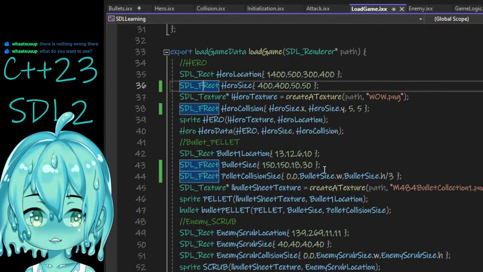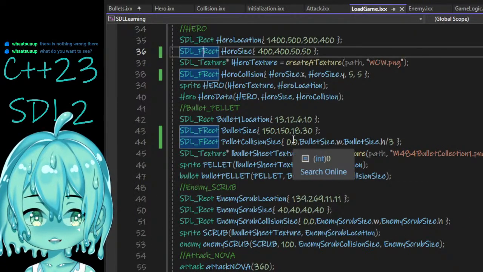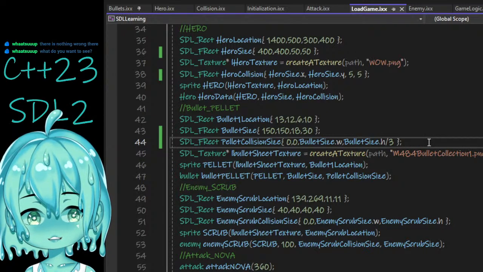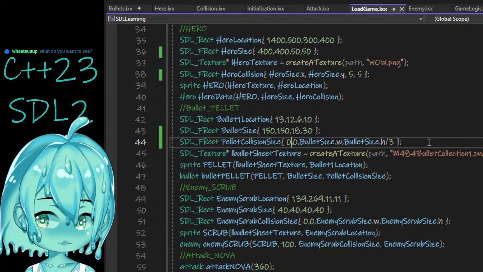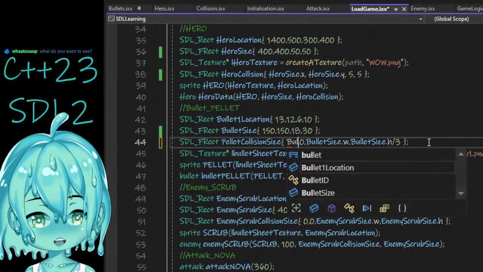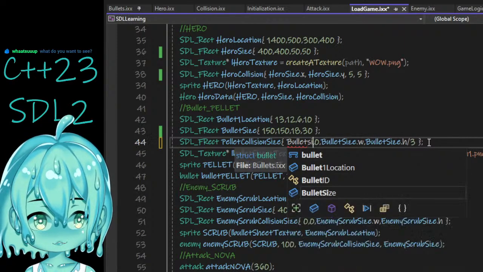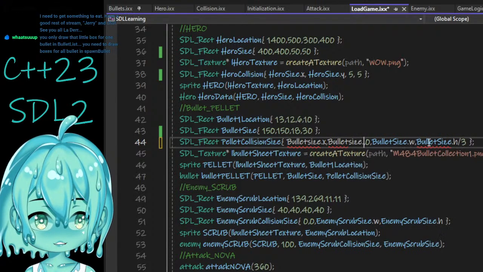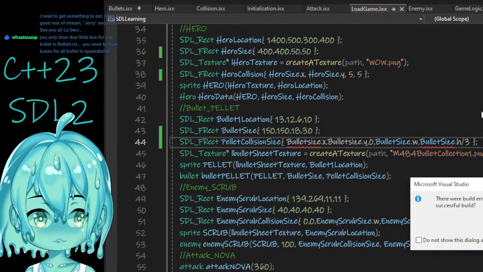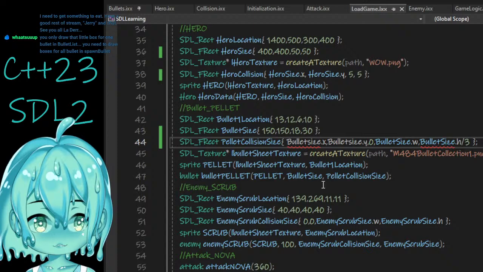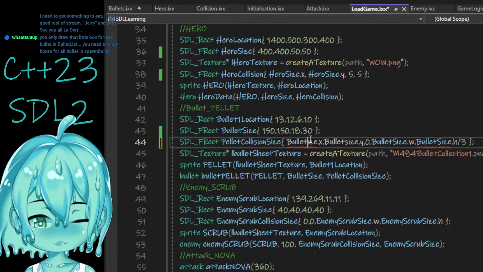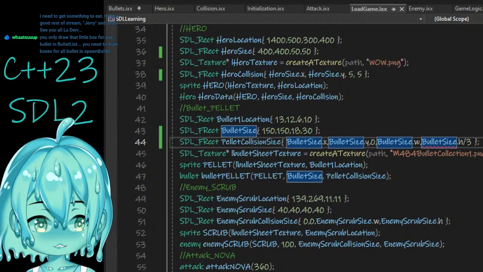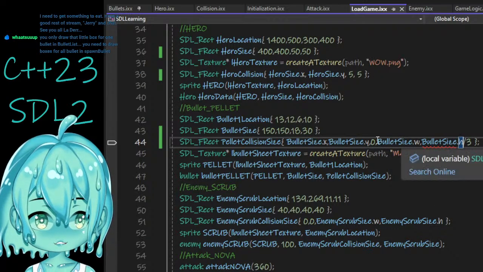In fact, if we were to change bullet collision size from 0, 0 to bullet size dot X and bullet size dot Y, you would see it in the middle. Ugh, what? Too many initializers. What? Oh.